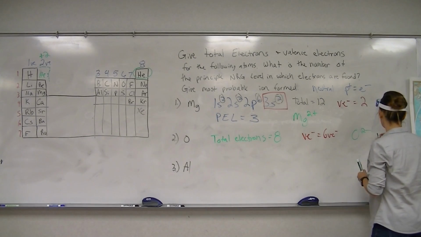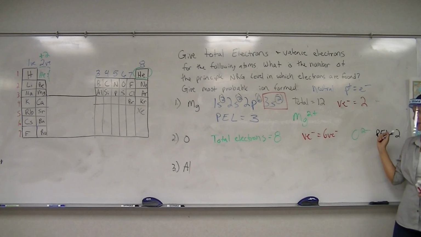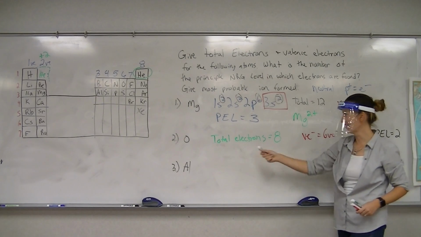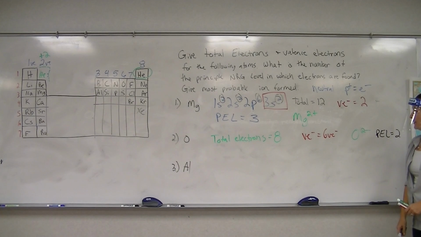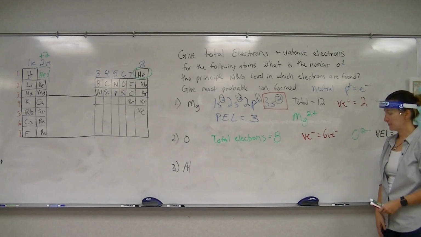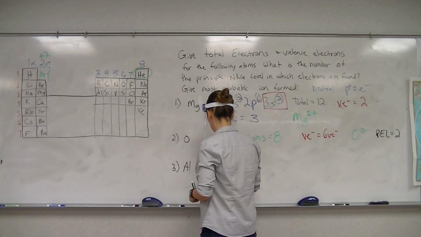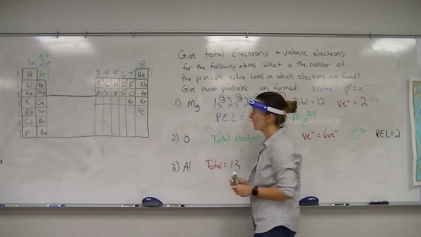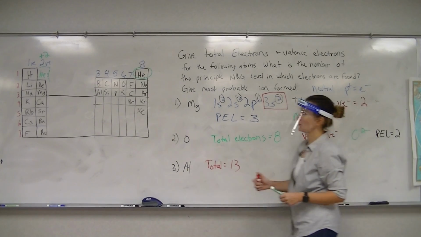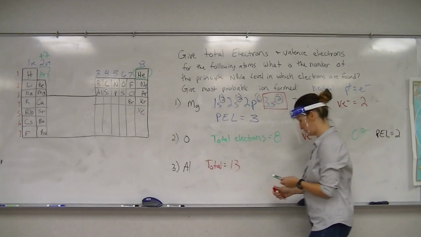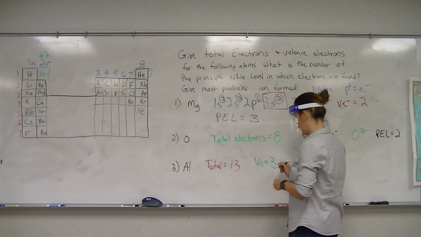Different color markers. So basically taking everything we learned and just saying, okay, what do we know about this atom? Let's figure out everything we can glean from the periodic table. All right. Aluminum. Total electrons. 13. Okay, so it's number 13, neutral, protons equal electrons. Valence electrons, so now we're looking at the numbers in blue. 3. So valence electrons, 3.